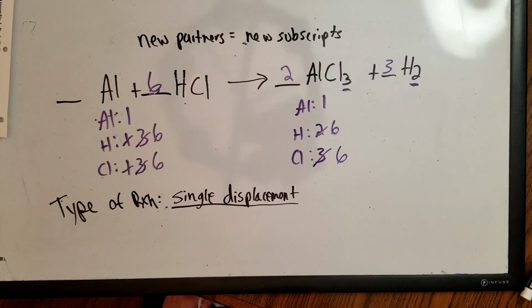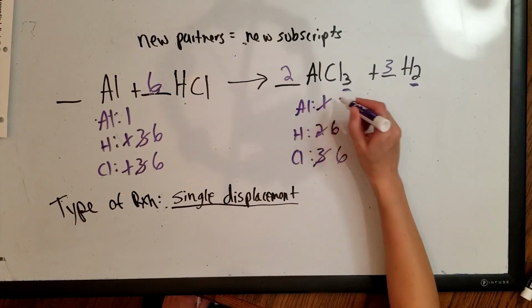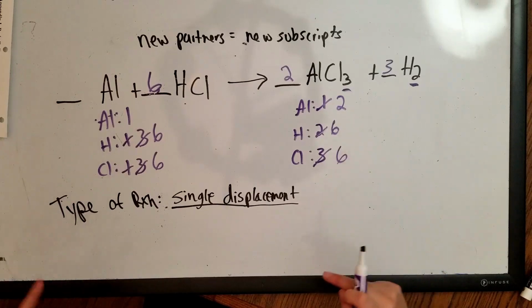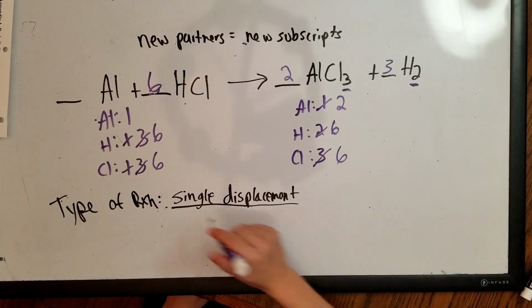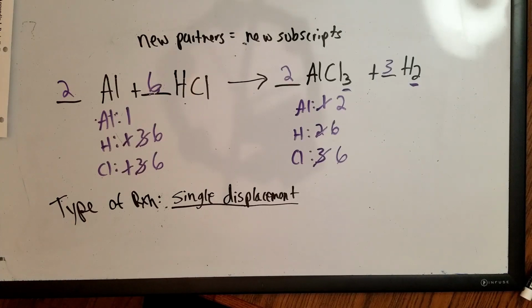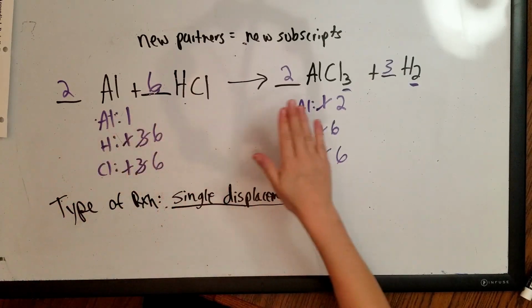But it also changed my aluminums. How many aluminums do I have now? 2. So hydrogen's good, chlorine's good, aluminums are not. I need more aluminums. I need 2 aluminums over on the reactant side. So now it is balanced. 2, 6, 2, 3.